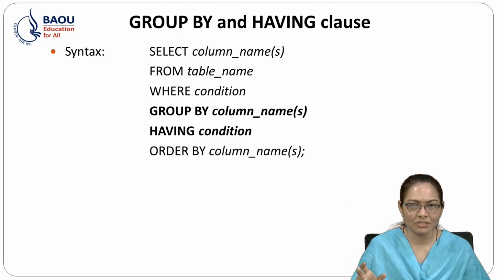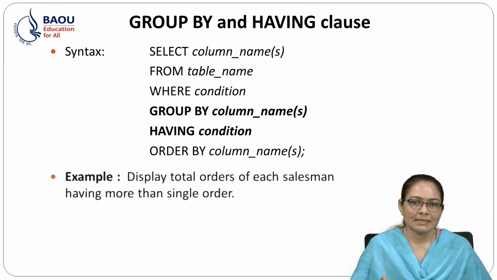Which type of condition? Only those groups that are needed. So we need that condition. Here, order by column names. The last clause is the order by. Before order by we use the group by and having clause.